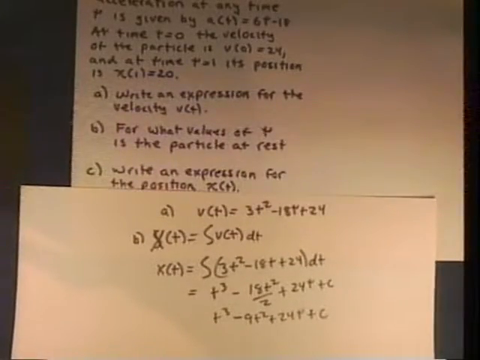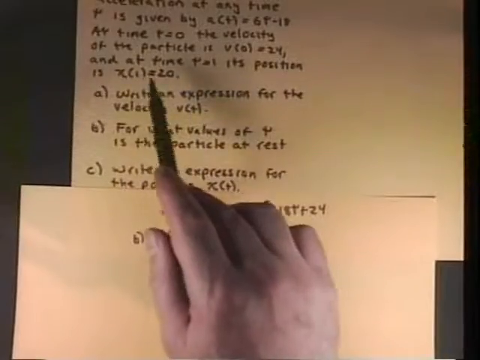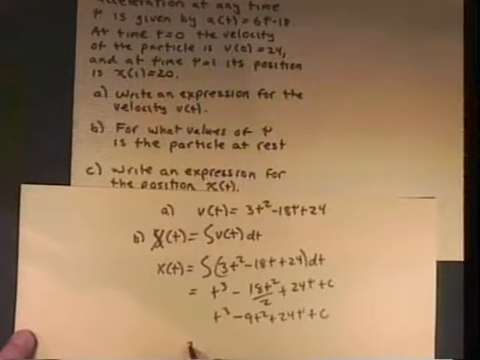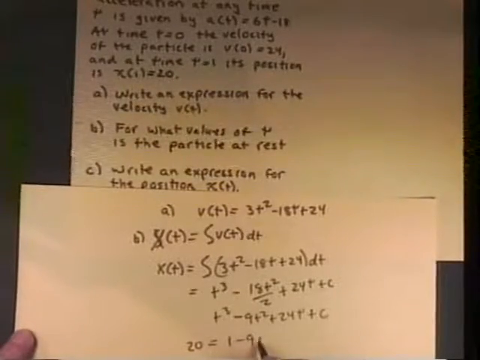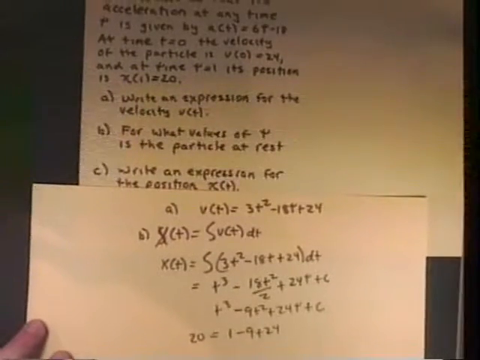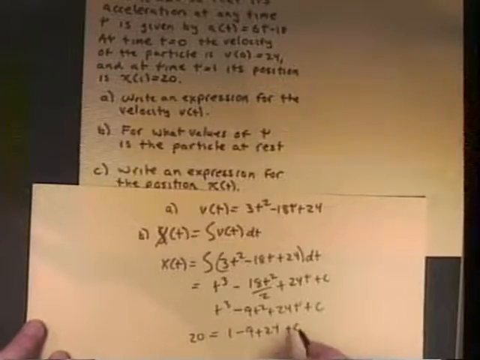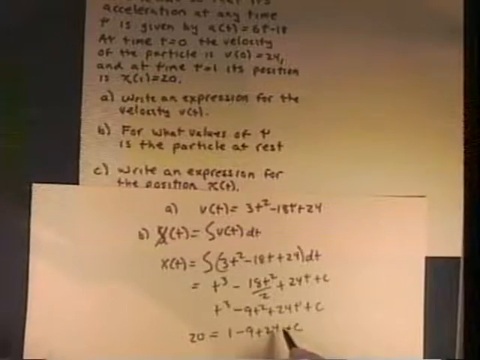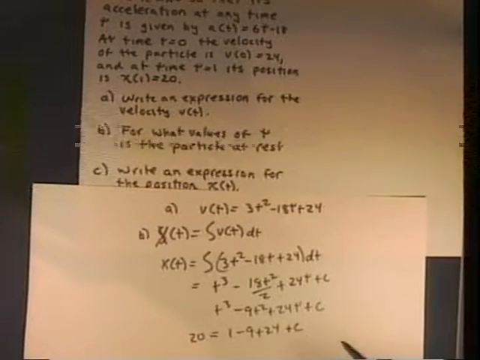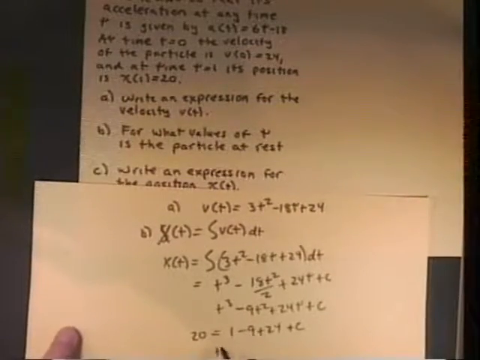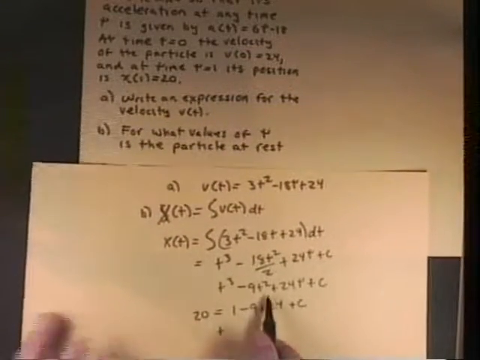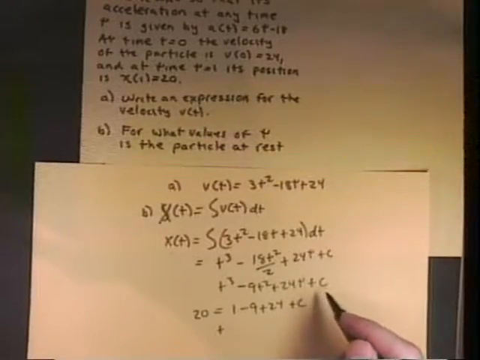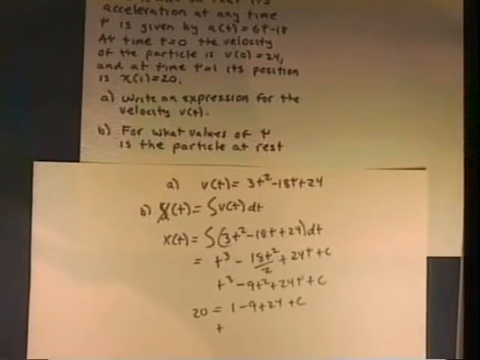Plug in 1 and 2 for the position. So you get a point for this: 1 minus 9 plus 24 plus c, and then you solve for that. You get 16. So c is equal to 4, right? Yes. So the final answer would be t cubed minus 9t squared plus 24t plus 4, right? Okay, that's great, Cecilia.